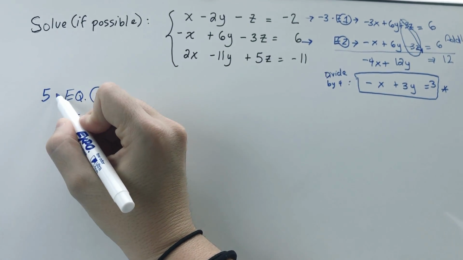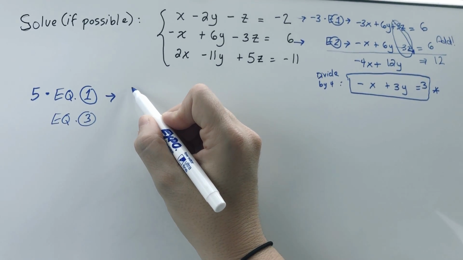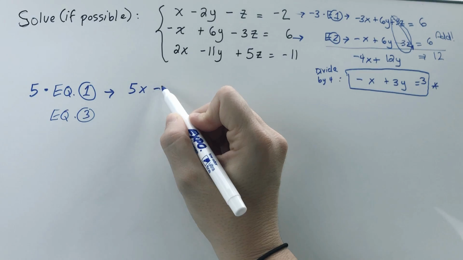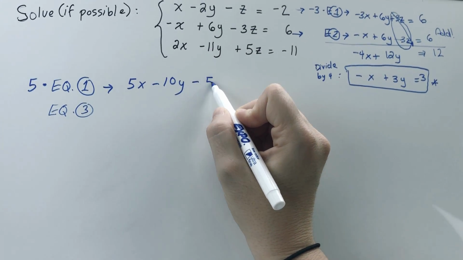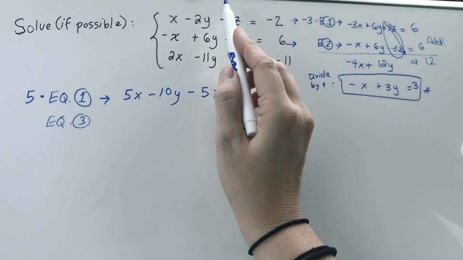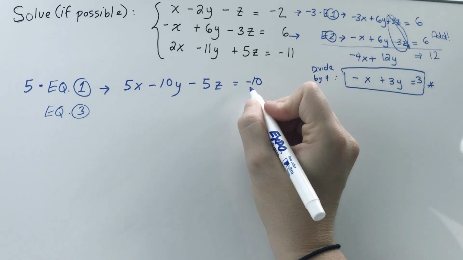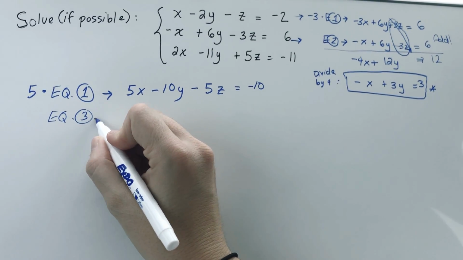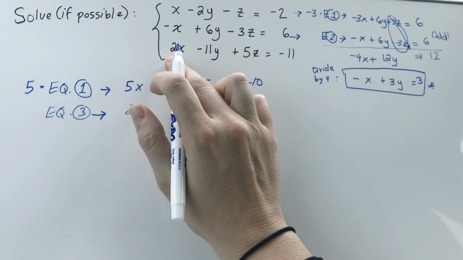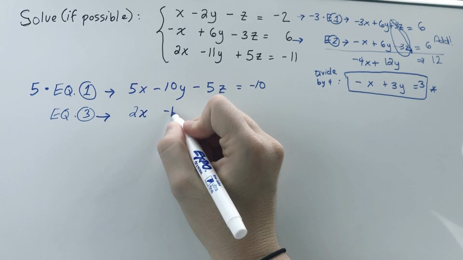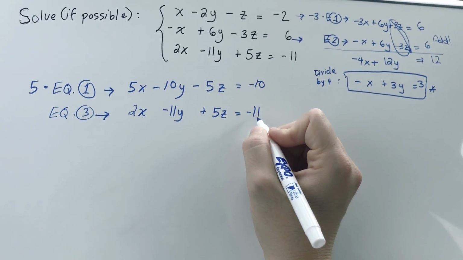Positive 5 is correct. So 5 times equation 1, but leave equation 3 the way it is, would give me 5x minus 10y, 5 times negative 2 is negative 10, minus 5z, because 5 times negative 1 is negative 5, and 5 times negative 2 gives me negative 10, right? Catch me if I make any mistakes, it happens. Equation 3, copy and paste carefully the right equation. We're looking at equation 3. Would be 2x minus 11y plus 5z equaling negative 11.